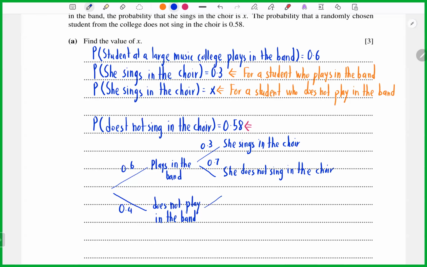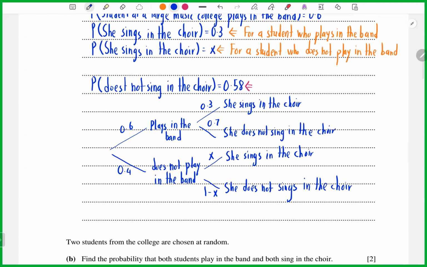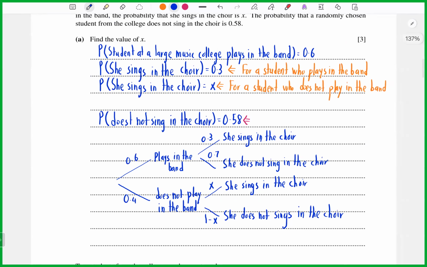And then you see, for does not play in the band, the probability she sings in the chorus is x, and then we take 1 minus x when she does not sing in the chorus. So we can see the tree diagram here. We already know how to analyze it.